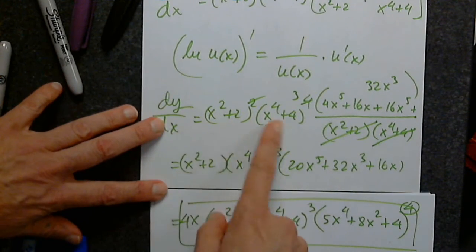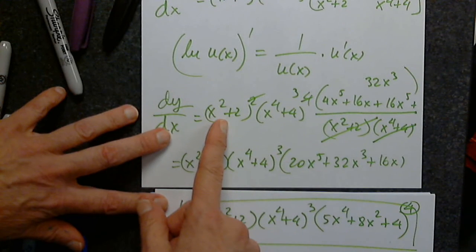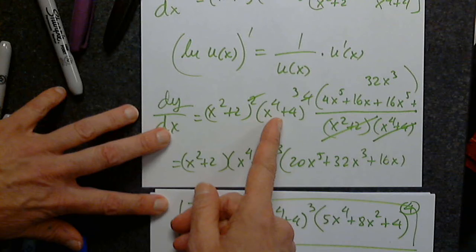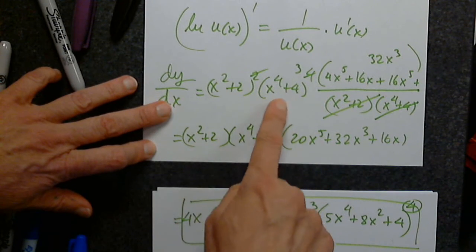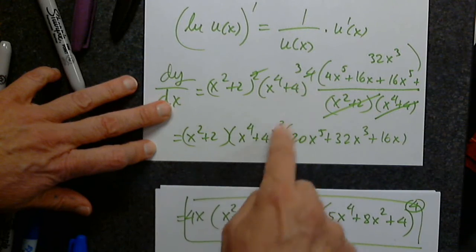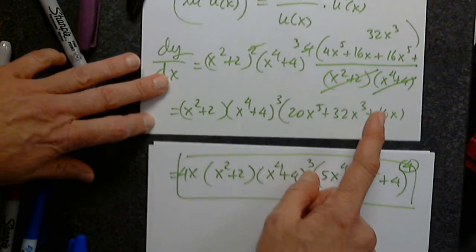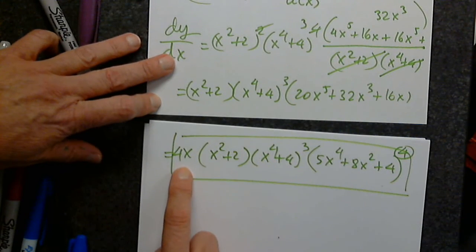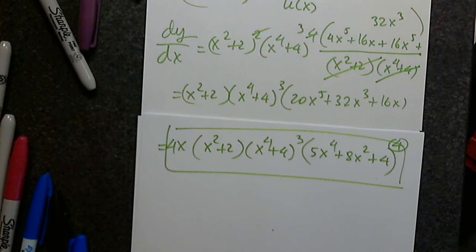But now, since I have this expression here, I will simplify one of them. So that's why I only have x squared plus 2 and x to the 4th plus 4 to the 3rd. And then I combine these, I get this, and 4x comes out. Do you see something that is not clear?